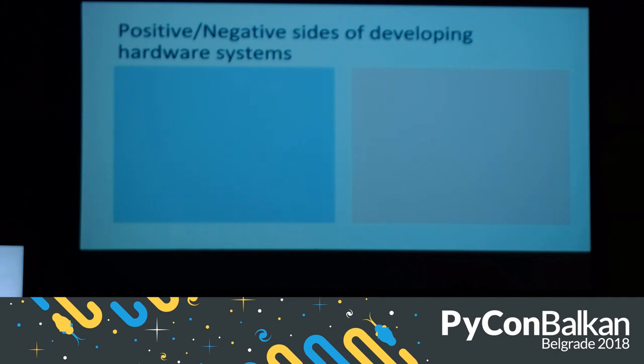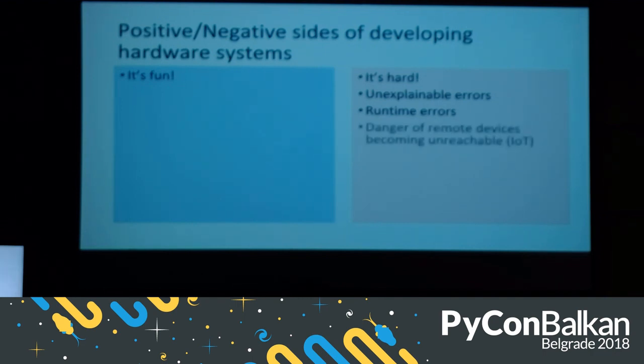If you're thinking about writing code for hardware, what you should expect is that it's really fun, because there are actually things moving in front of you when you're writing code. It's hard, although you can expect that. It's also prone to some unexplainable errors where you're not sure if it's due to your software or hardware or who knows what. Runtime errors are the worst. They can render your device unreachable, or if it's a moving device, it can even be dangerous. So, the danger of remote devices becoming unreachable.